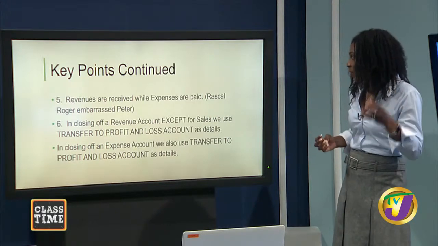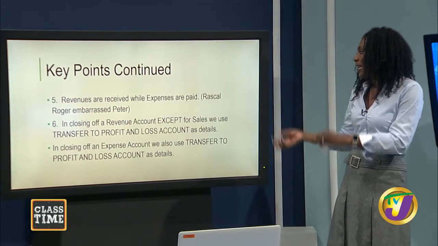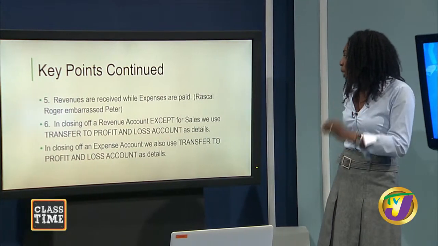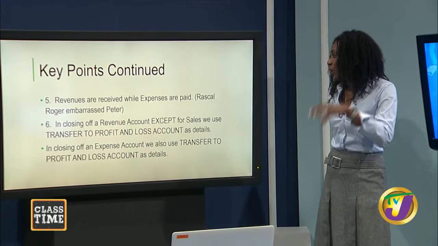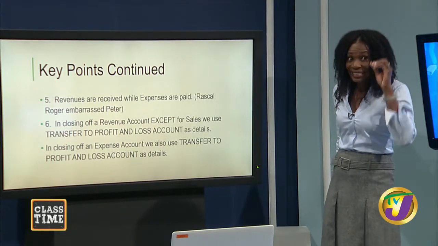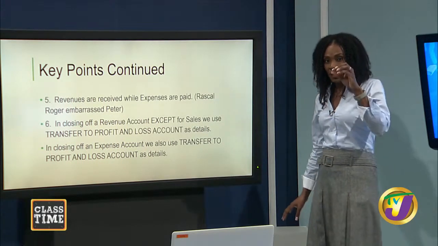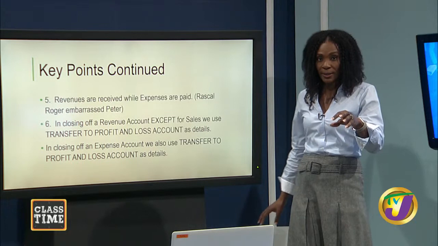Now, in closing off a revenue account, except for sales, we use what? Transfer to profit and loss account as details. And in closing off an expense account, we also use what? Transfer to profit and loss account as details. Students, you cannot forget these key points.